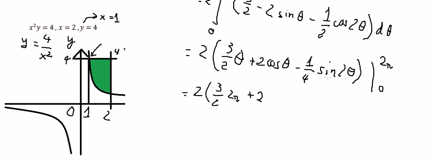This one, you get 0 minus 2. We put 0 in here, so you get 2. This one, and you get 6π. That's it, the end.